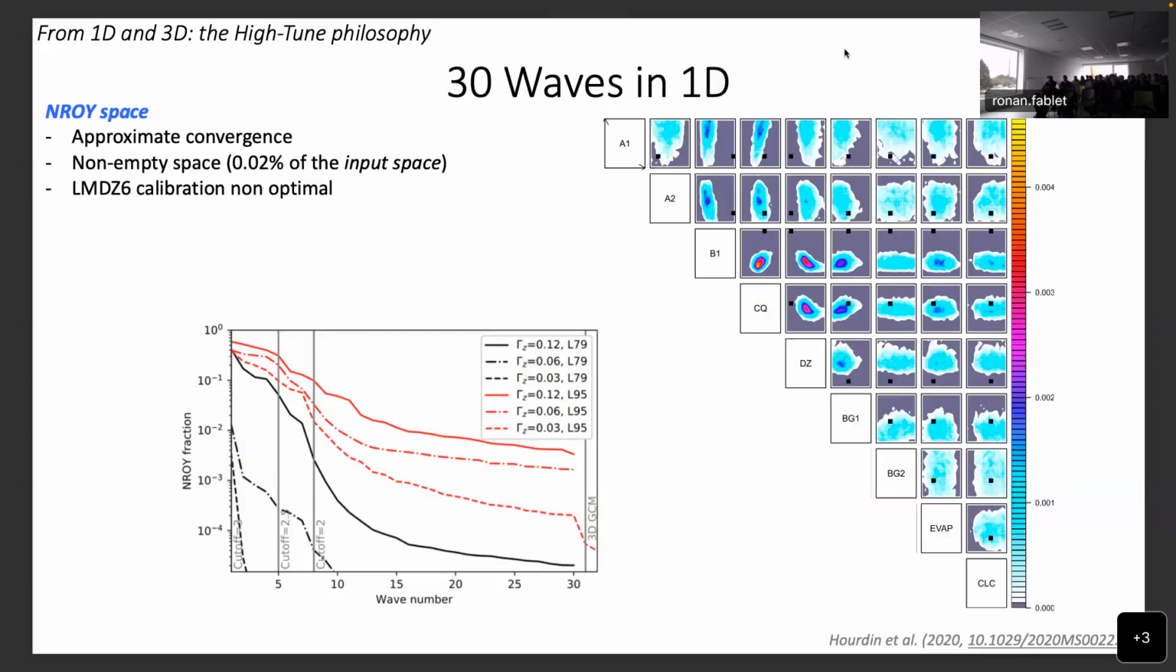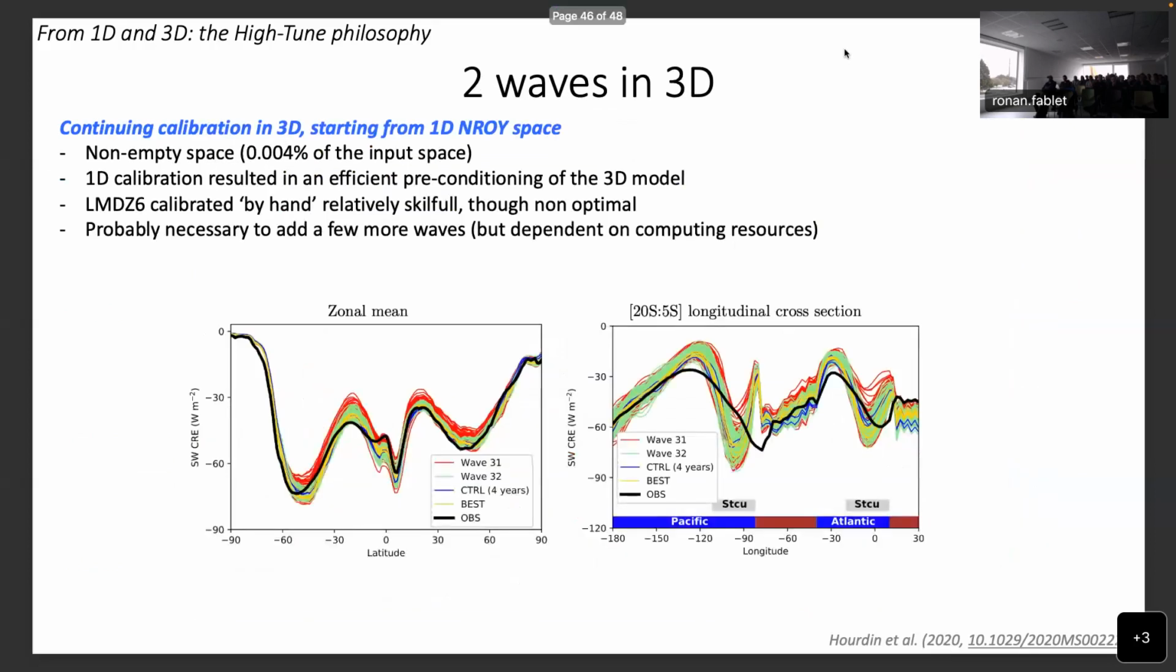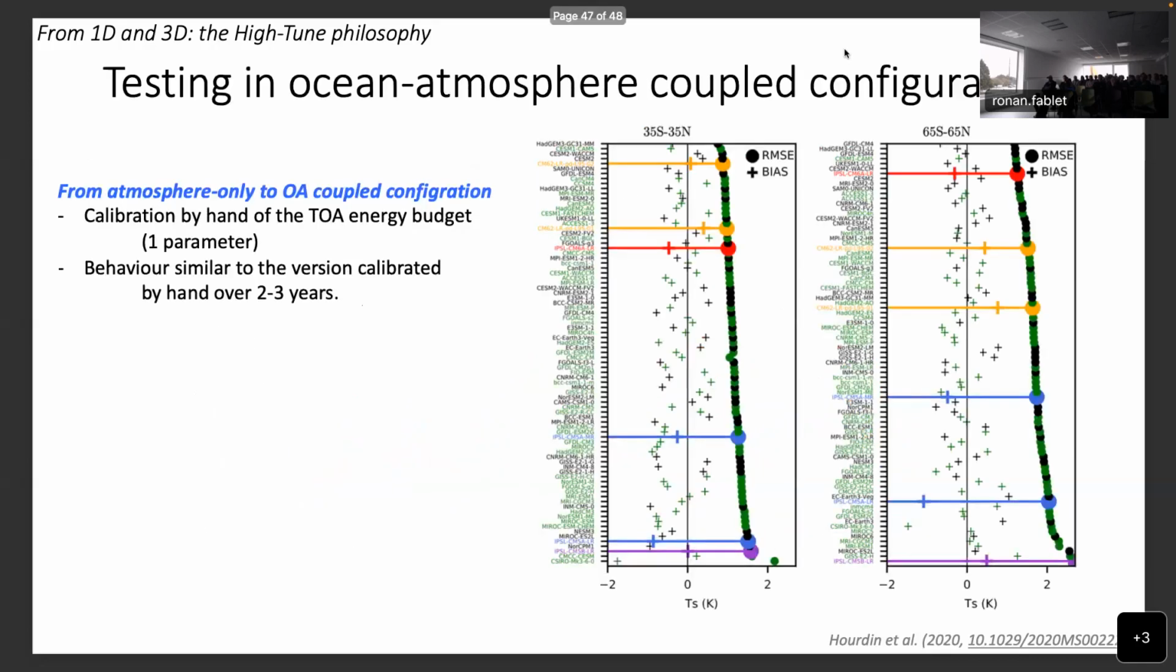There is some interesting analysis to understand what is happening in terms of processes. And then when we start the 3D, starting from what the 1D configuration has given, so these are the red lines, we see that they are not all over the place. So the preconditioning is working well. It's rather similar in terms of behavior to the LMDZ model calibration that was done by hand. And of course, a few more waves would be helpful, but it's dependent on computing resources.